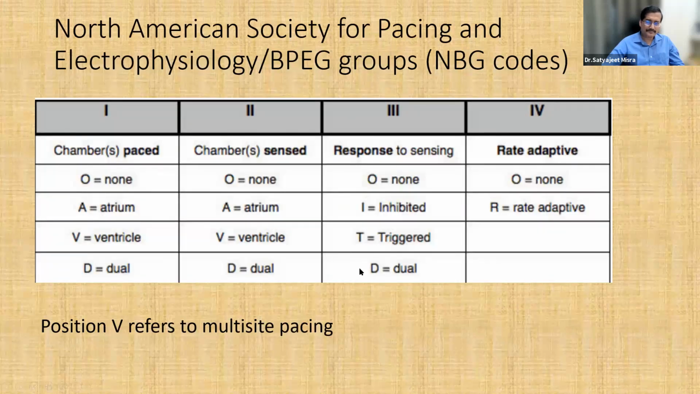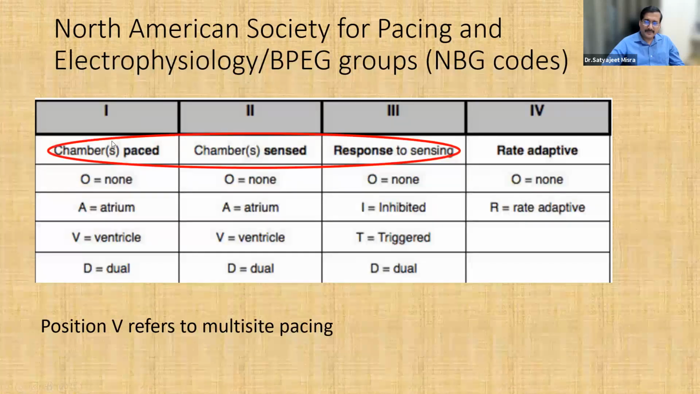We'll discuss how. Dual means: what is the response? Is it doing both? Is it inhibiting a particular chamber from getting pacing impulses from the pacemaker, as well as triggering an AV delay? So dual means whether it's doing both or not. This is not a feature of temporary pacemakers. For temporary pacemakers, essentially these are the 3 positions that are important: the chamber paced, the chamber sensed, and the response to the sensing.